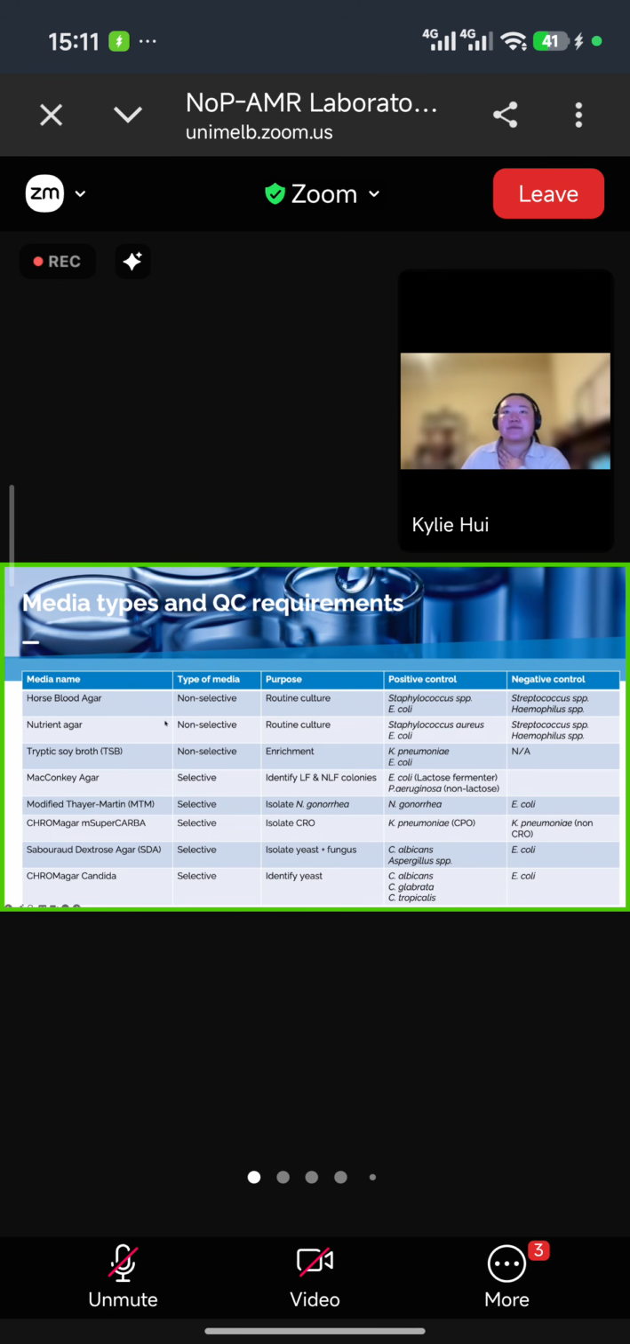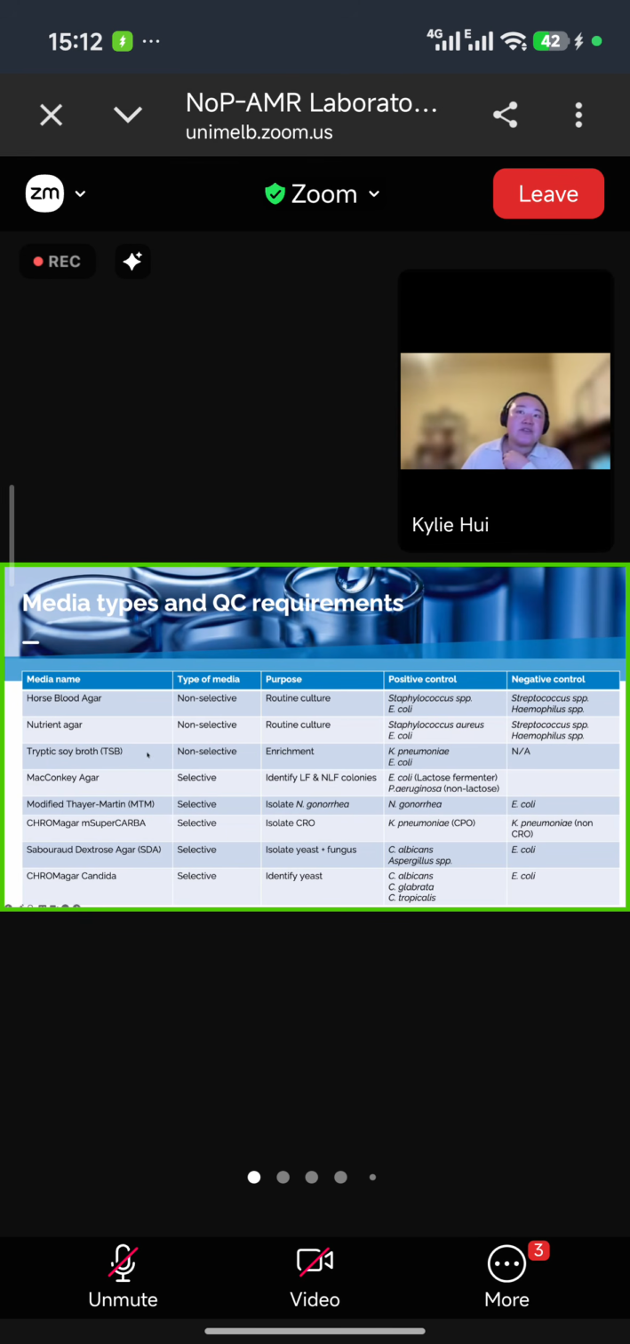Nutrient agar is non-selective as well. It's routine culture. We will actually also see fewer characteristics on nutrient agar. So for a positive control, anything that grows, something non-fastidious, and then for a negative control, Streptococcus species, some of them won't grow, and Haemophilus definitely won't.